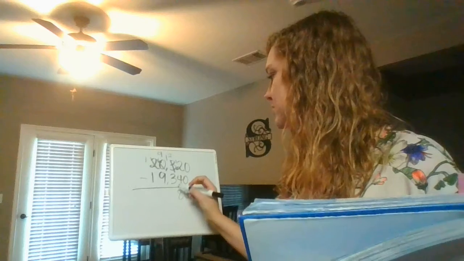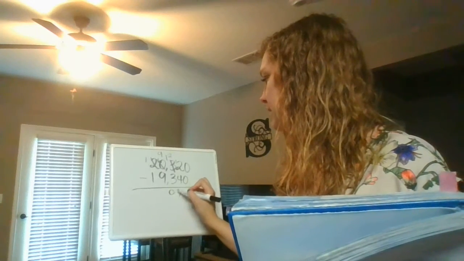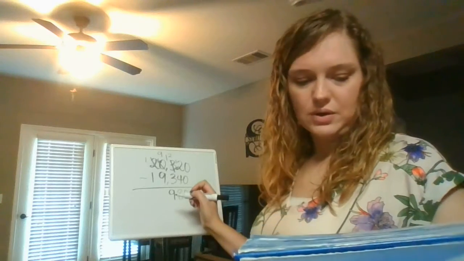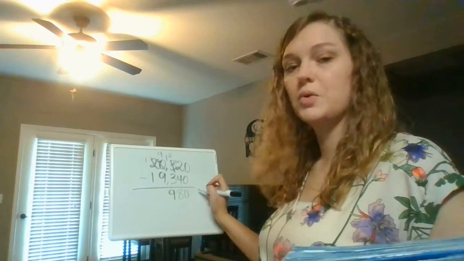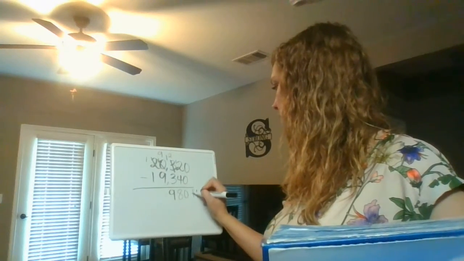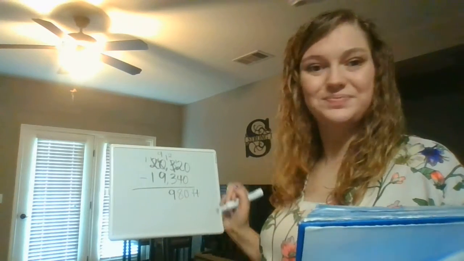So 12 minus 3 is 9. 9 minus 9, 0. 1 minus 1 is 0. So, and this, remember, was feet. FT. 980 feet. So it's pretty simple.